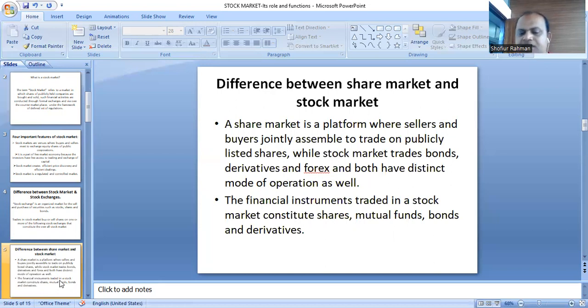The financial instruments traded in the stock market constitute shares, mutual funds, bonds, and derivatives. I think you know what is called share, you know what is called mutual fund, and bonds and derivatives, which are a kind of future contract. In other lectures we'll discuss what is called derivatives, what is called mutual funds.